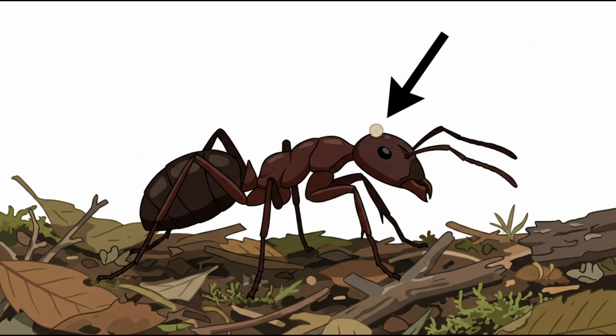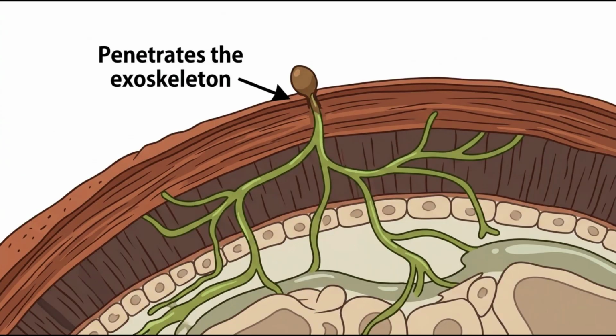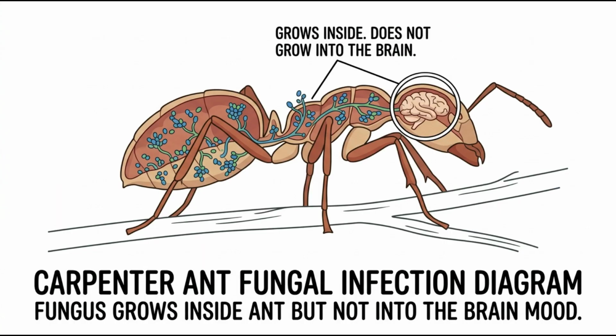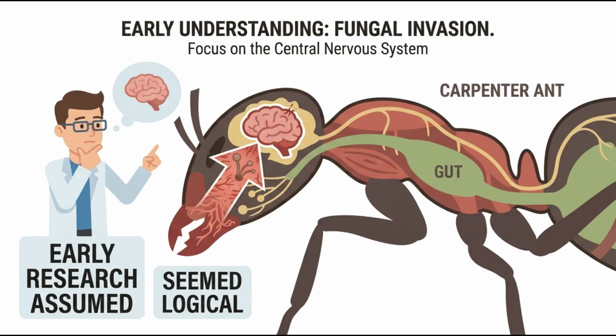The infection begins when a fungal spore lands on an ant walking through the forest floor. The spore germinates and penetrates the ant's exoskeleton. What happens next took scientists decades to understand and is still not fully understood now. The fungus grows inside the ant, but it does not grow into the brain. Early research assumed the fungus controlled the ant by invading the central nervous system, which seemed logical.